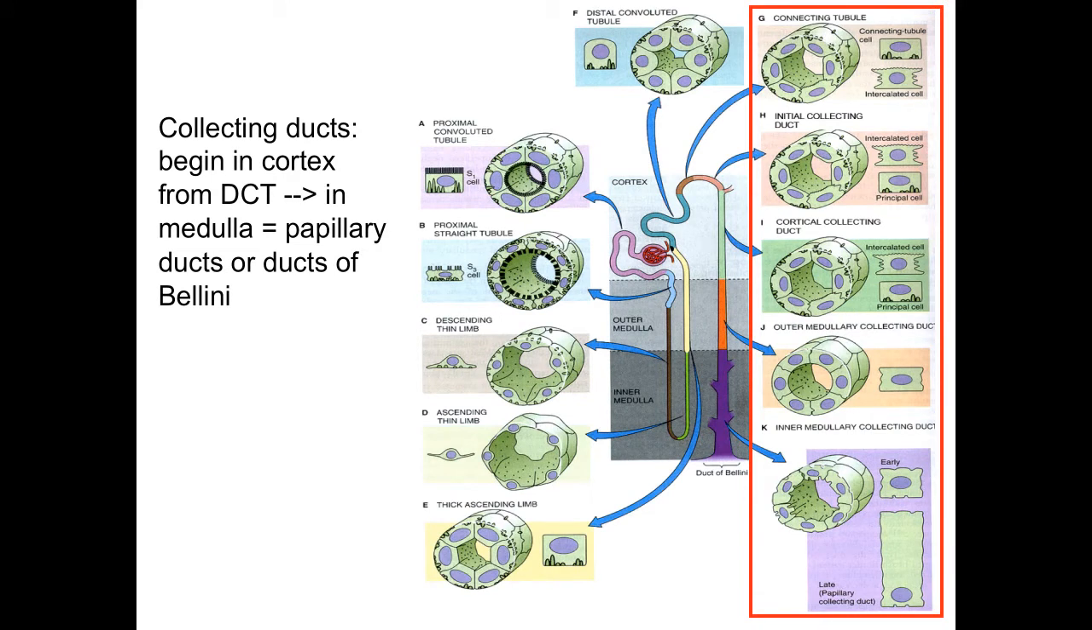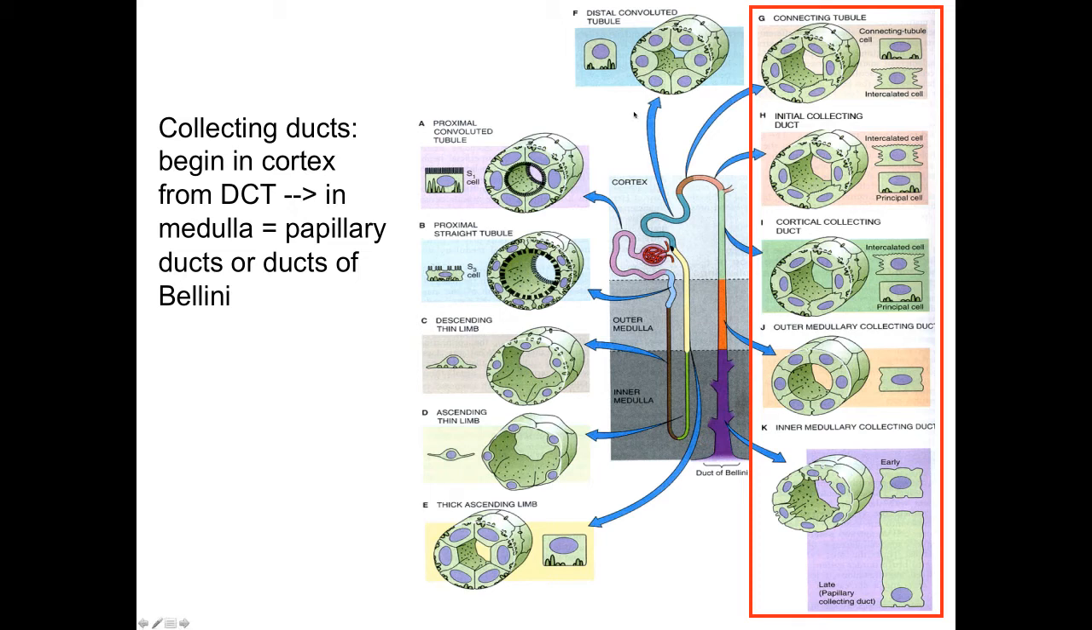Now we can look at cells in the collecting ducts. These collecting ducts begin in the cortex from the distal convoluted tubule, and collecting ducts then descend into the medulla as the papillary ducts and eventually the ducts of Bellini.